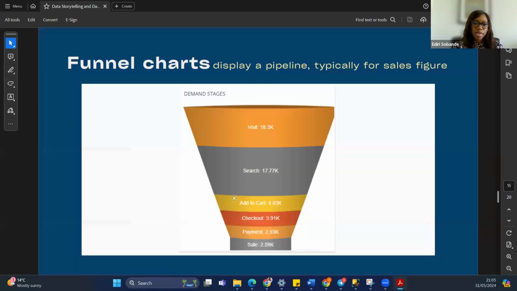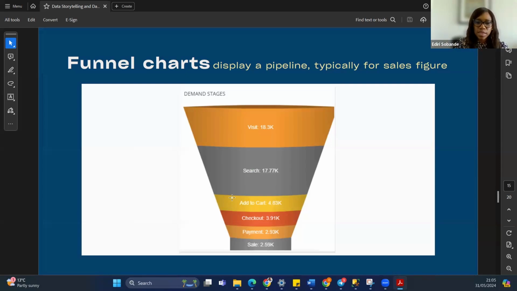The next one, please, is the funnel chart. The funnel chart shows you pipeline. So you use it typically for sales figures. It starts from the top, different stages. You want to see at what point your customers begin to drop off. At what point they drop off.